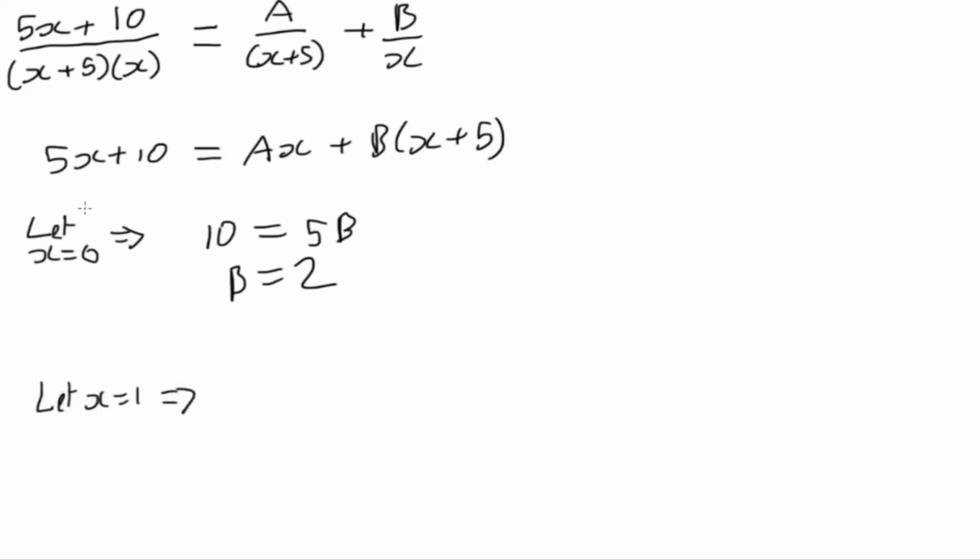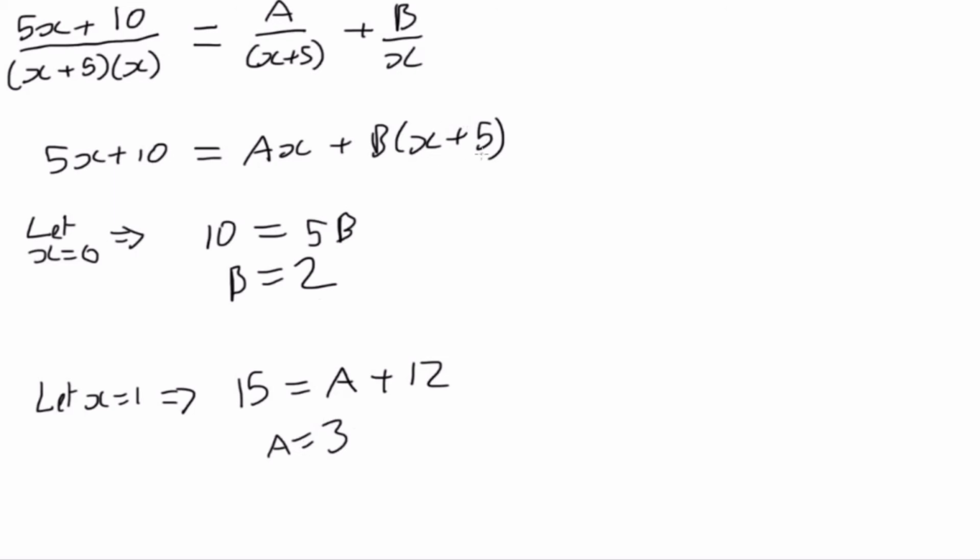So now we have 5 times 1 plus 10 equals 15 equals a. Now we know b is 2, and then 1 plus 5 is 6, plus 12. So now a minus 12, we just have a equals 3. But we'll try the other way as well.